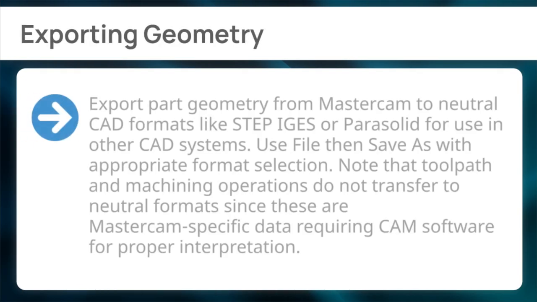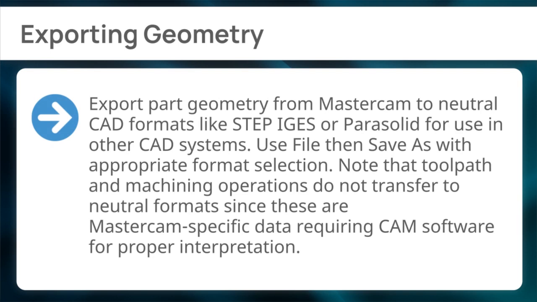Finally, exporting geometry. Export part geometry from Mastercam to neutral CAD formats like STEP, IGES, or Parasolid for use in other CAD systems. Use File then Save. As with appropriate format selection, note that toolpath and machining operations do not transfer to neutral formats, since these are Mastercam-specific data requiring CAM software for proper interpretation.